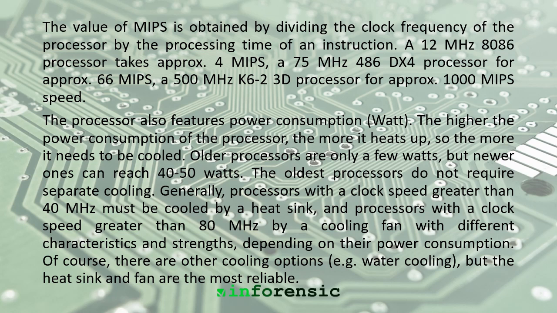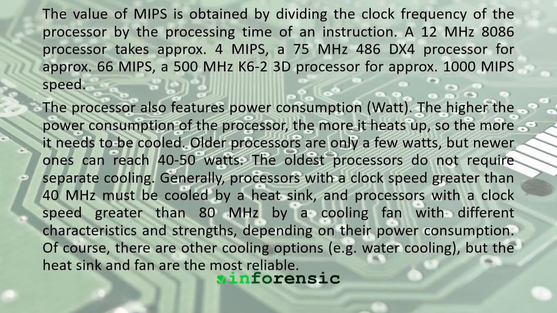The processor also features power consumption, watt. The higher the power consumption of the processor, the more it heats up, so the more it needs to be cooled. Older processors are only a few watts, but newer ones can reach 40 to 50 watts. The oldest processors do not require separate cooling. Generally, processors with a clock speed greater than 40 MHz must be cooled by a heat sink, and processors with a clock speed greater than 80 MHz by a cooling fan with different characteristics and strengths, depending on their power consumption. Of course, there are other cooling options, e.g. water cooling, but the heat sink and fan are the most reliable.